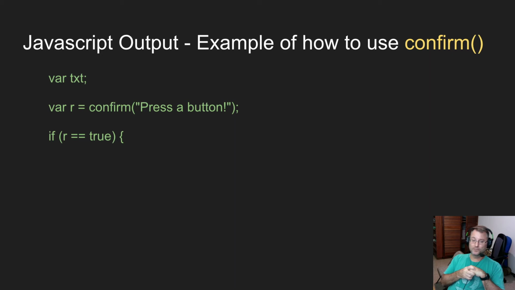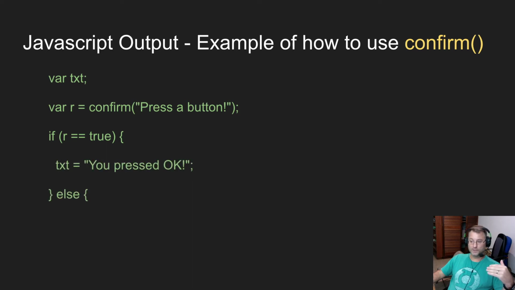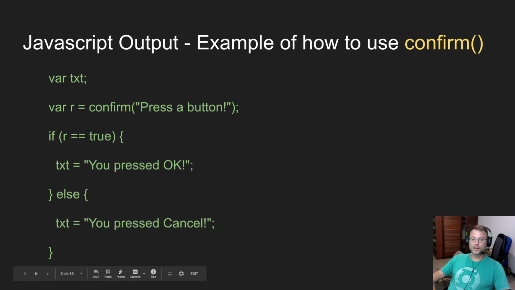So if r double equals true, we close the parenthesis, we have a curly bracket to point out the declaration block for this piece of logic, and we say that if this is true, then we're going to assign this text to the text variable. Otherwise, else, we're going to assign "you press cancel" to the value. Now this code right here is a simple way of evaluating what is on a confirm box and reading that Boolean value. Okay, so that's the confirm.